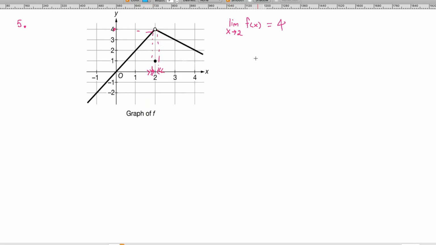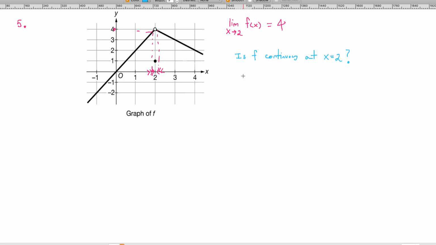I could ask you, is f of x, or let's just say f, is f continuous at x equals 2? Now, to investigate this question, you see continuity, you must know the definition of continuity.